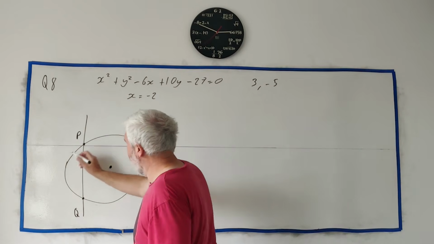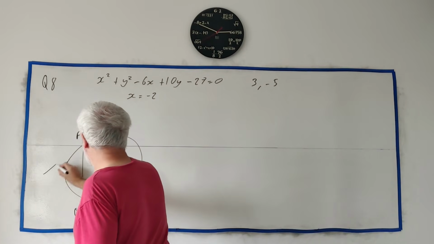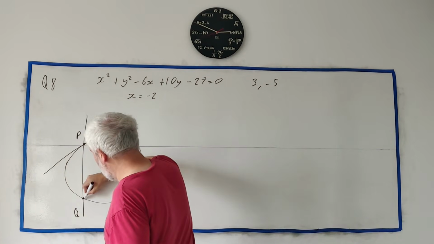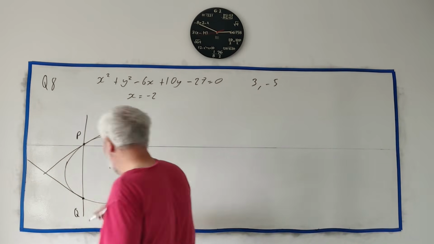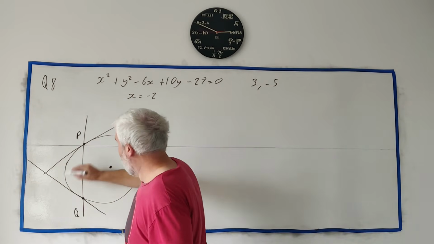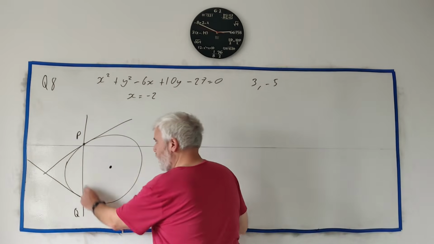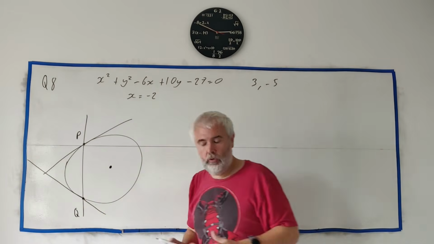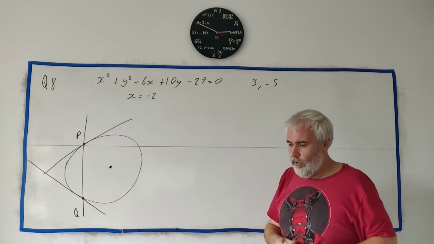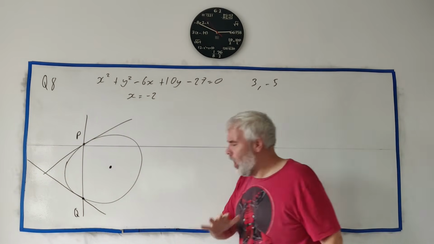So the tangent of this would go something like that, and the tangent of this would go something like that there. And this would form a triangle. And we can see the triangle here. This is the triangle we're talking about. Now, a question like this is quite common.